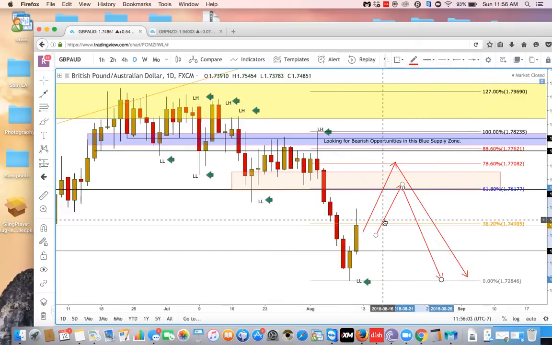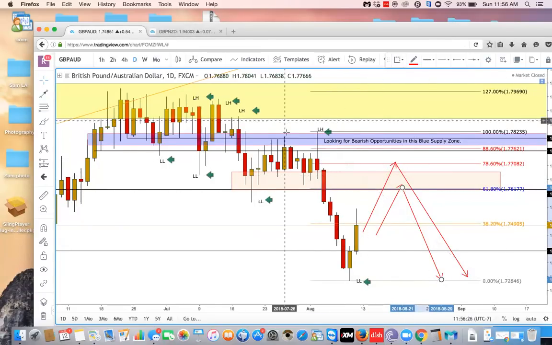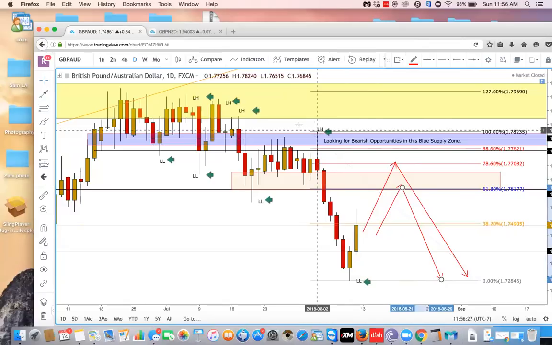But overall, I'm looking for bearish opportunities on GBP AUD. I just would like to see a slight pullback before taking it back down to the downside. So I don't really have to go over too much on GBP AUD. Self-explanatory. Wait for the pullback around the 61.8, 78.6. Look for sales and then take it to the downside for the most part. And your stop should be above the previous highs right here. So, yep, let's go to the next one.